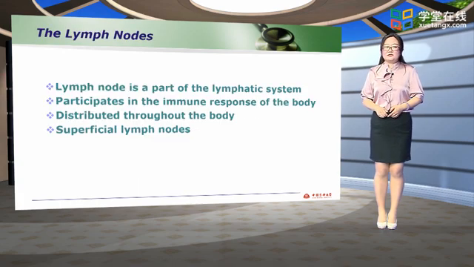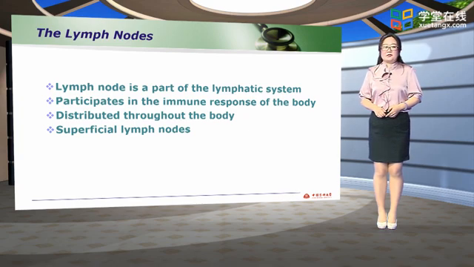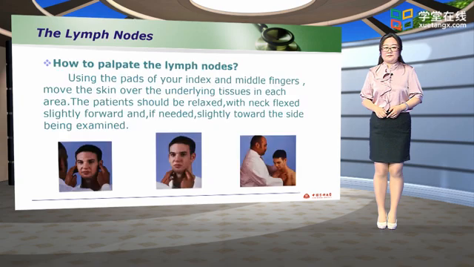The first part, the lymph nodes. The lymph node is a part of the lymphatic system and participates in the immune response of the body. The lymph nodes are distributed throughout the body, and the general physical examination can only check the superficial lymph nodes. We should know how to palpate the lymph nodes.